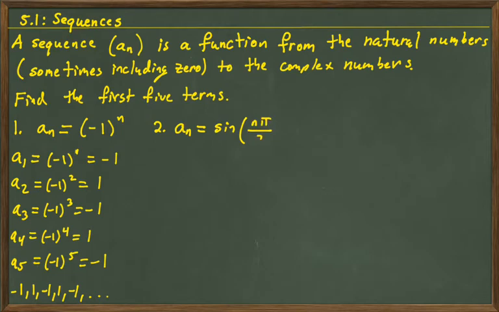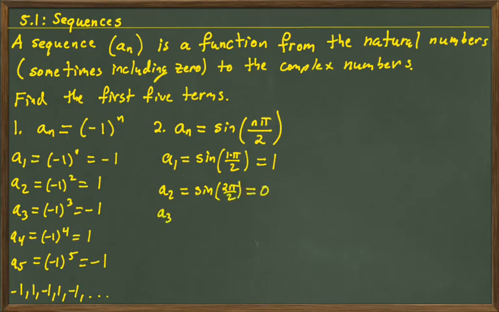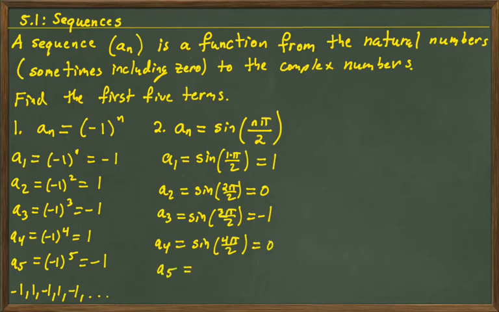Second one we're going to look at is a sub n is equal to the sine of n pi over 2. So a sub 1 is going to be the sine of pi over 2, which is 1. A sub 2 is going to be the sine of 2 pi over 2, which is the sine of pi, which is 0. A sub 3 is going to be the sine of 3 pi over 2, which is minus 1. A sub 4 is going to be the sine of 4 pi over 2, which is the sine of 2 pi, which is 0. And a sub 5 is going to be the sine of 5 pi over 2, which is 1 again.